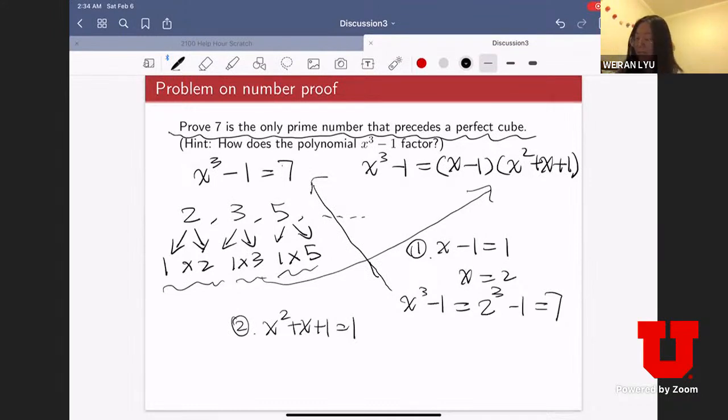But for the second case, let's check if there's a possibility that x squared plus x plus 1 is equal to 1. Is there? Yeah, that's probably when x is equal to 0. But can x be equal to 0?